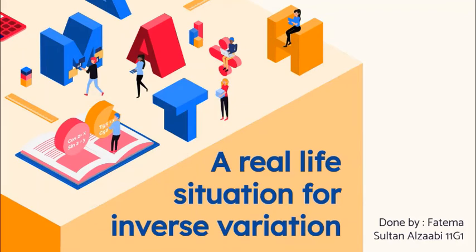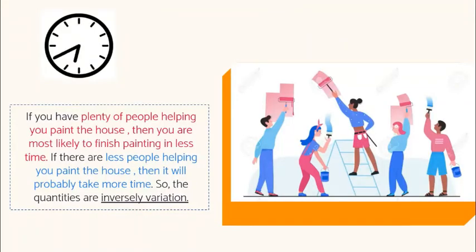A real-life situation for inverse variation, done by Fatma Sultan Al-Sa'abi 11G1. If you have plenty of people helping you paint the house, then you are most likely to finish painting in less time. However, if there are fewer people helping you paint the house, then it will probably take more time. So the quantities are inversely variation.